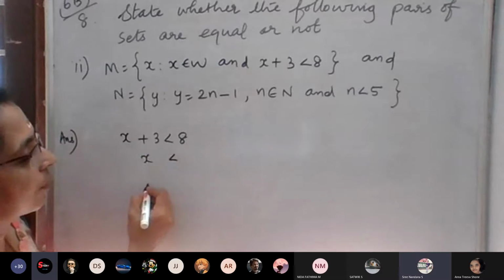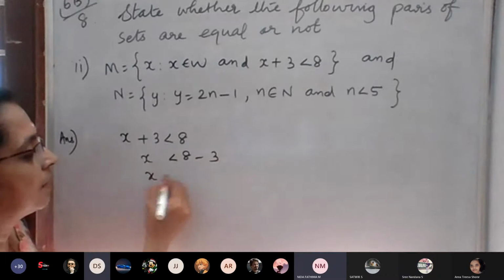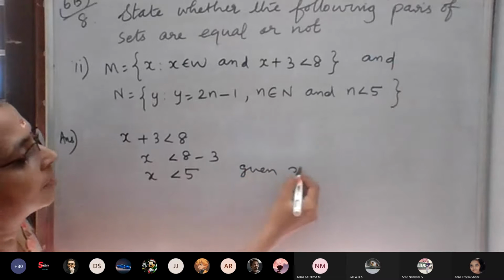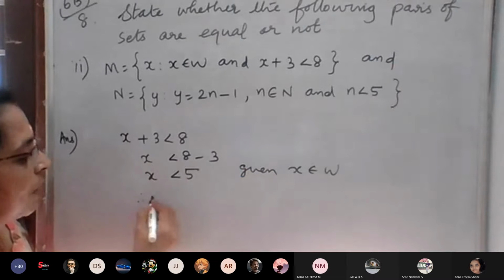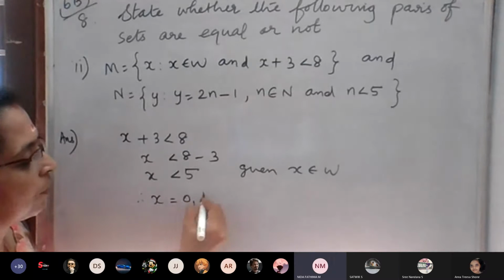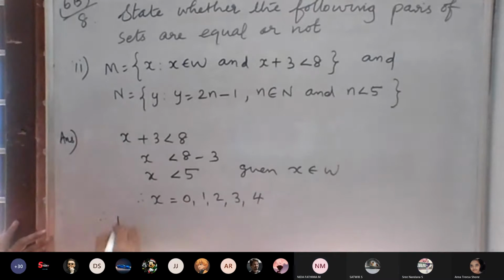X is less than 8 minus 3. Given x belongs to W, therefore x will be 0, 1, 2, 3, 4. Therefore we can write it in roster form, in set form. We wrote only x is equal to; we have to write it in a set: {0, 1, 2, 3, 4}.